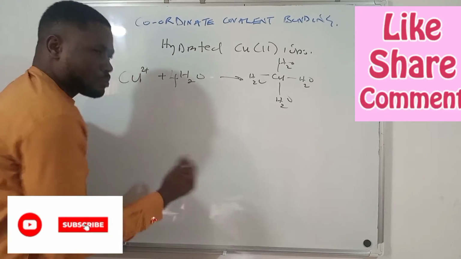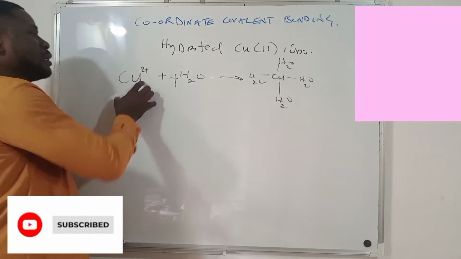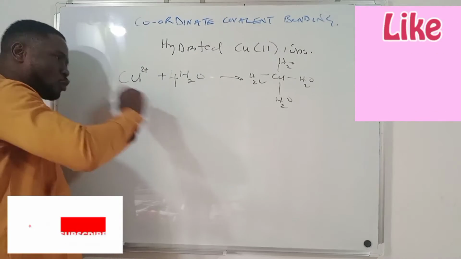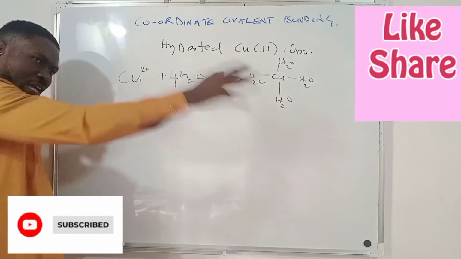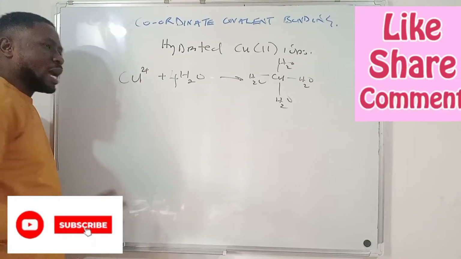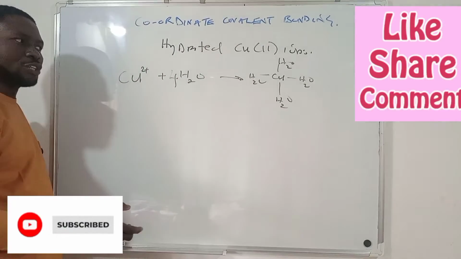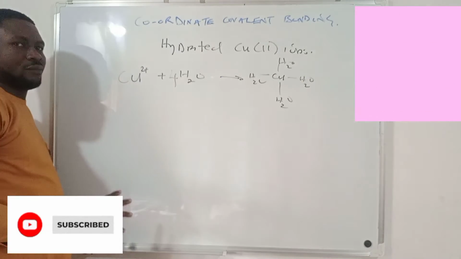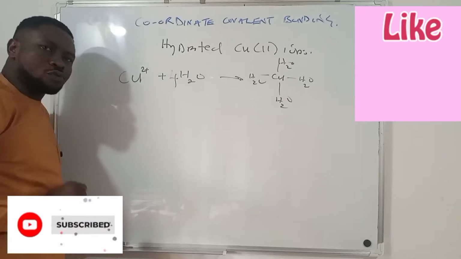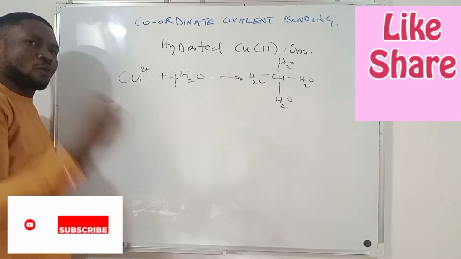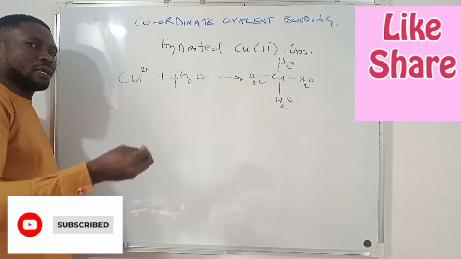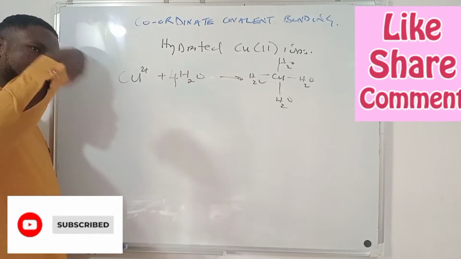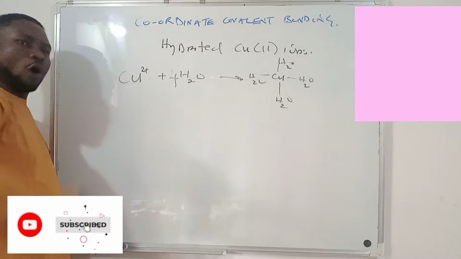Why is it 4 molecules? Please listen carefully. For copper to exist as 2 plus, it means that copper has given out its valence electrons. And for it to have given out its valence electrons, it means that copper has no electrons on its outermost shell. Now, copper wants to become stable. Remember, the reason for bonding is what? Stability. Every atom wants to be stable, either wants to attain its duplex structure or octet structure.